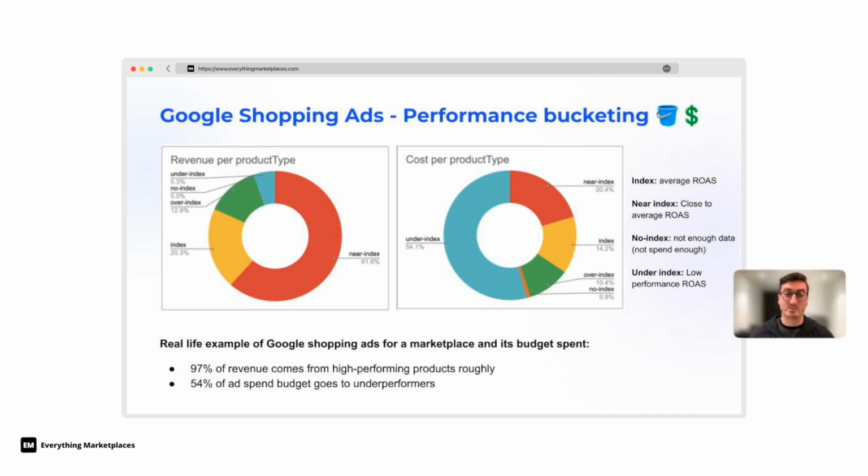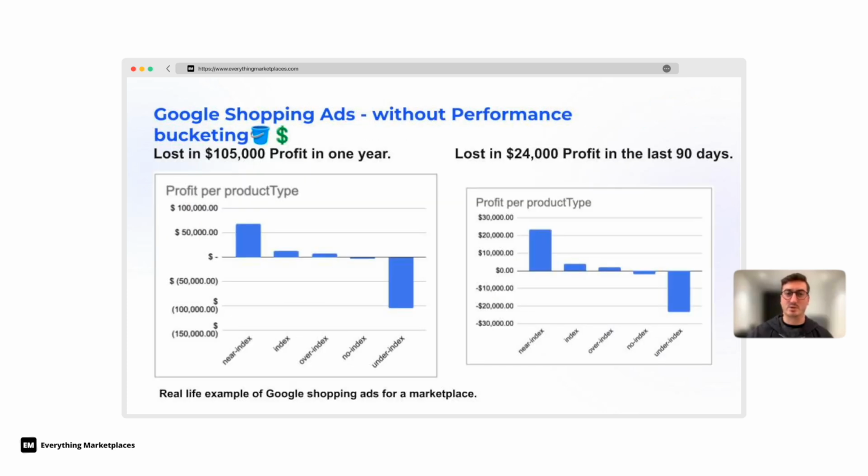For example, here we saw that 97% of the revenue comes from high performance products, but only 54% of the ad spend goes to them. The rest went to underperformers. So in this case, with performance bucketing, we saw that a lot of budget we're spending was on products that have very, very low ROAS, like 0 or 1. So they were losing a lot of money.